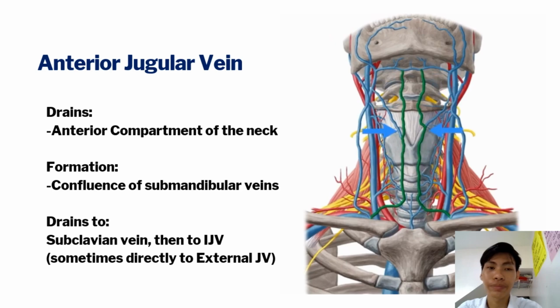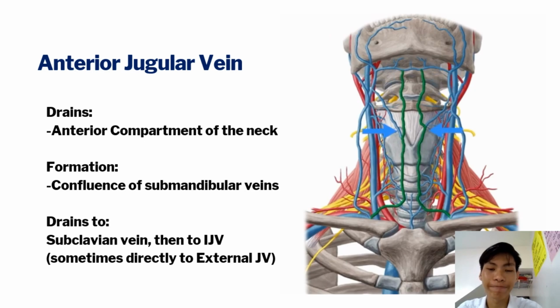The anterior jugular vein is a paired blood vessel that drains structures of the anterior compartment of the neck. It is formed by the confluence of the submandibular veins just under the chin. It travels down the anterior surface of the neck and drains into the subclavian vein just before it joins the internal jugular vein. The anterior jugular vein can sometimes drain directly into the external jugular vein.